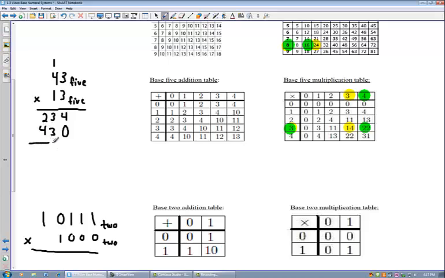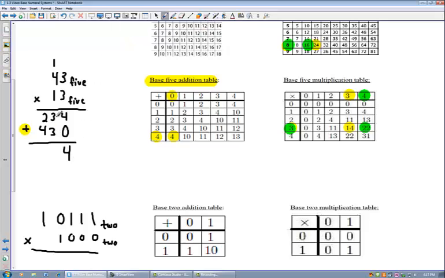And now that I'm done with my multiplication, I'll move on to addition. So make sure now you move to the addition table because we're doing addition now. And I see 4 plus 0. Well, 4 plus 0 is still 4. So I just copy down the number 4.